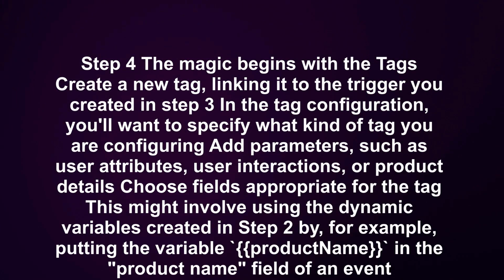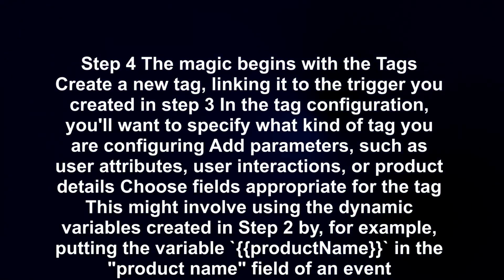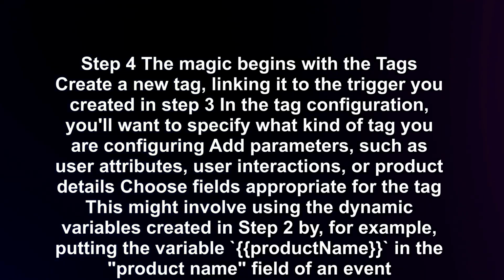This might involve using the dynamic variables created in Step 2 by, for example, putting the variable productNum in the product name field of an event.